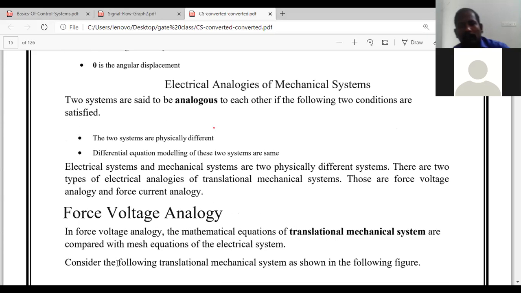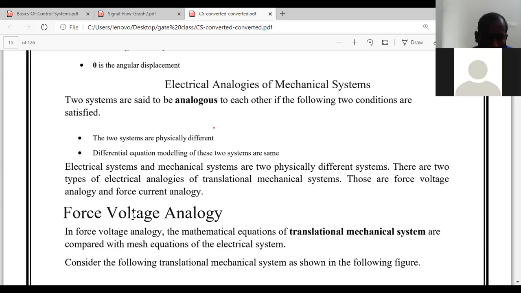So next one, electrical analogies of mechanical system. This is very important. In this also you can expect GATE questions. Electrical equivalent of mechanical system, or the analogous systems. So we can equate mechanical system and electrical system. Here it's force voltage.